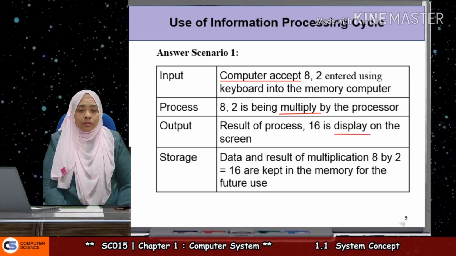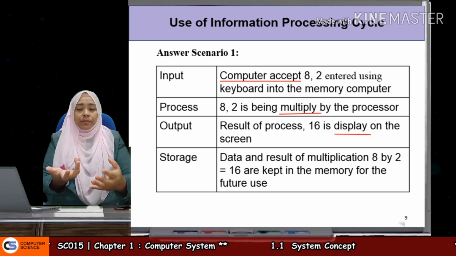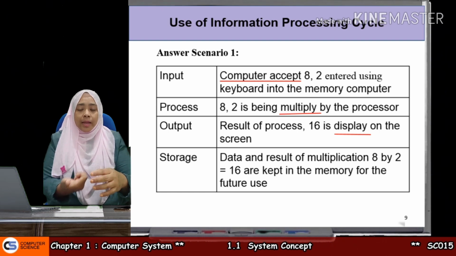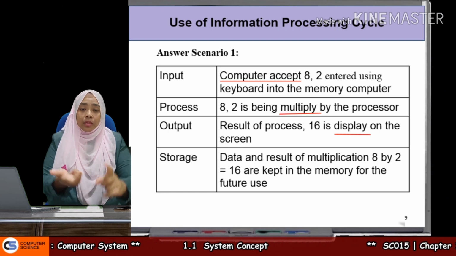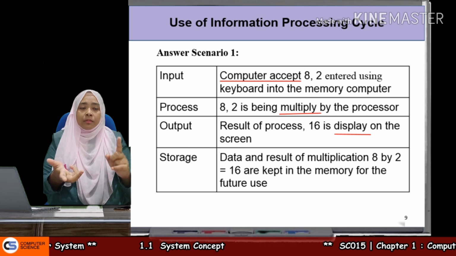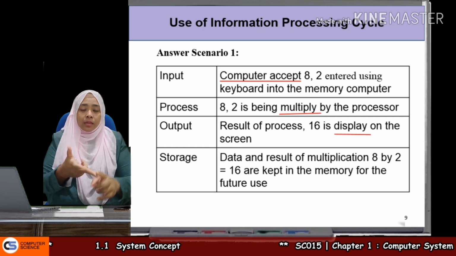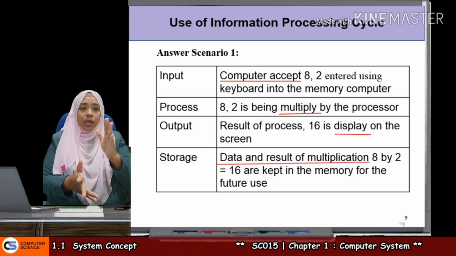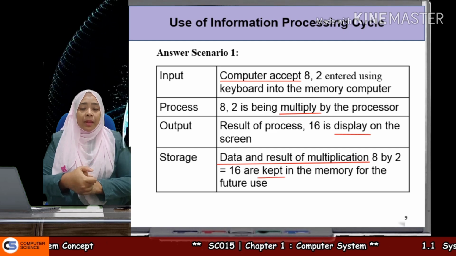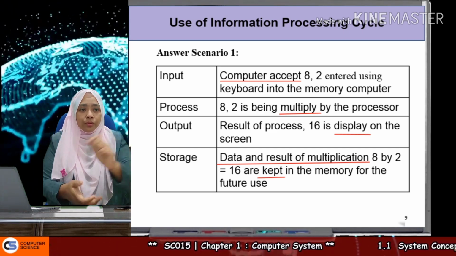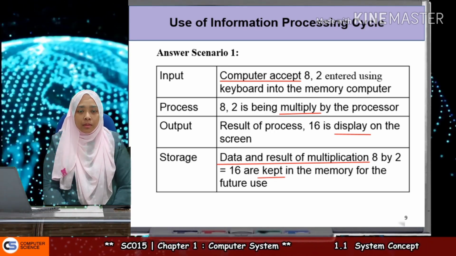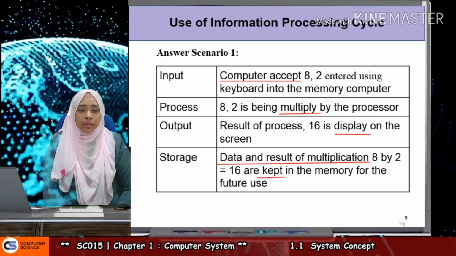Next, process. Okay, process, the term is maybe what happened to the data. Either the data will be multiplied, added, or calculated. Okay, that is the process. So 8 and 2 are being multiplied by the processor. Okay, so the keyword here is multiply. That will happen to those numbers.